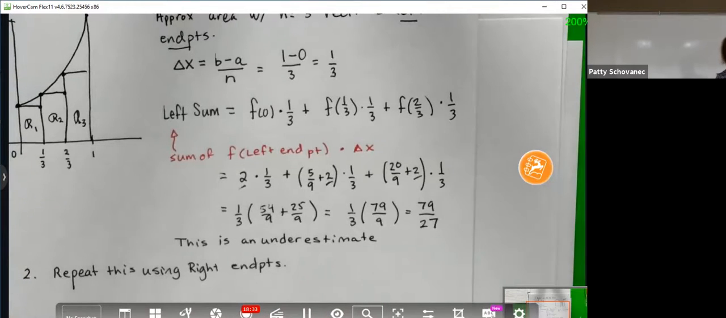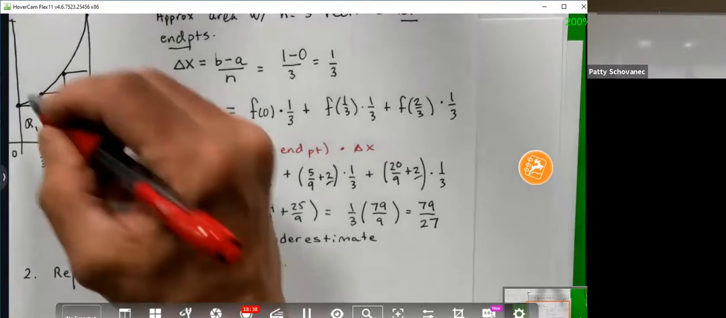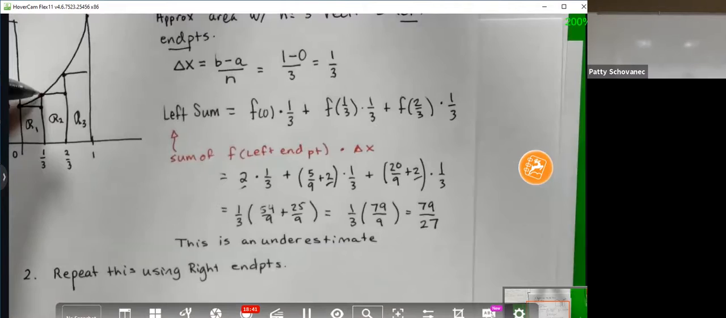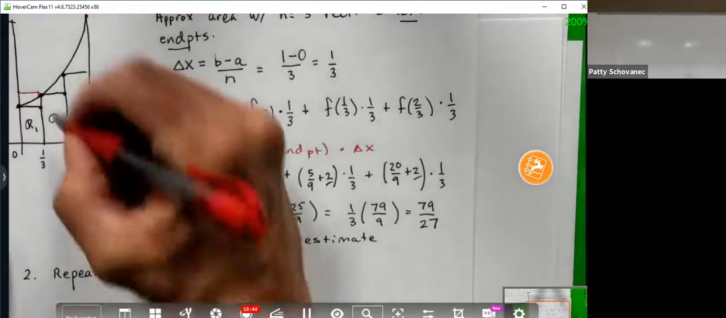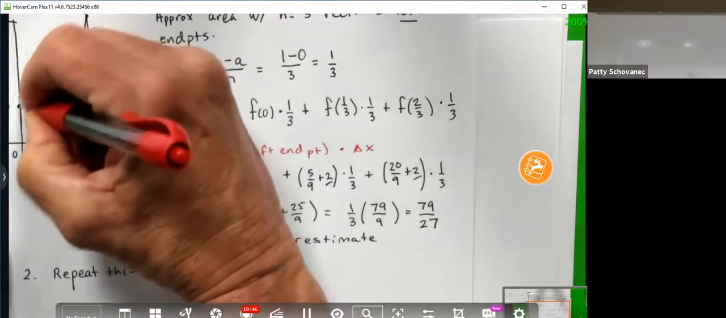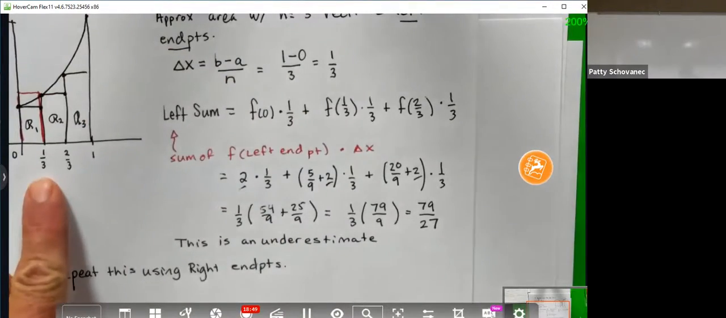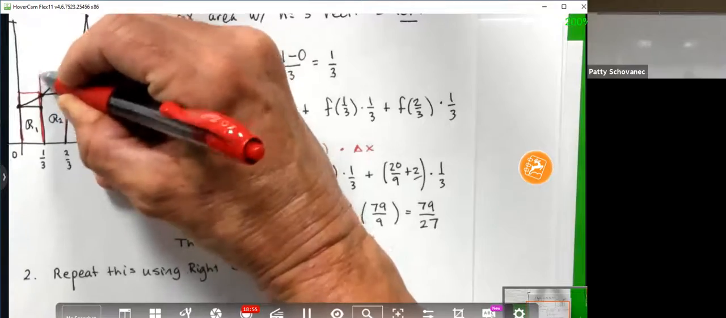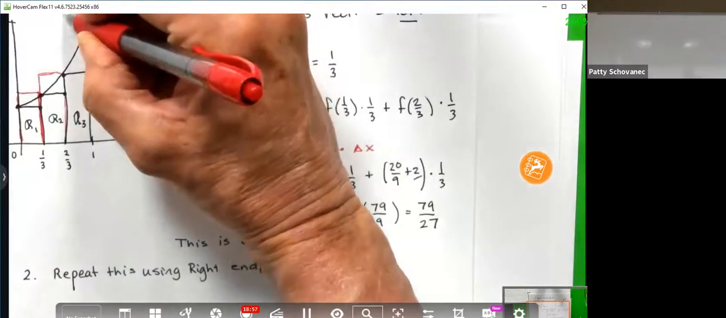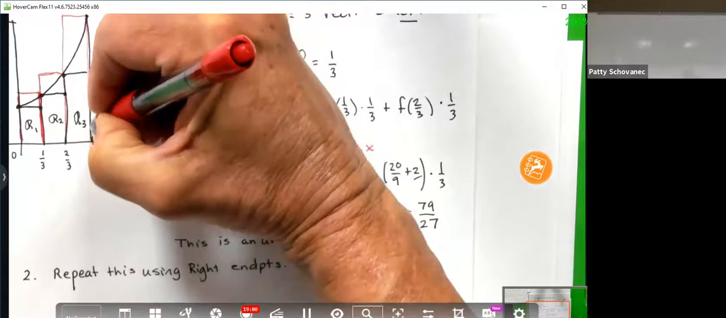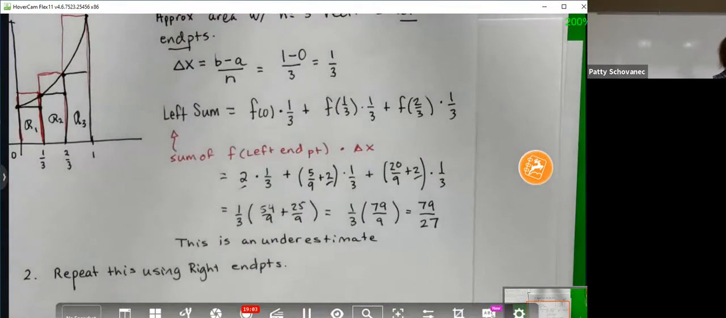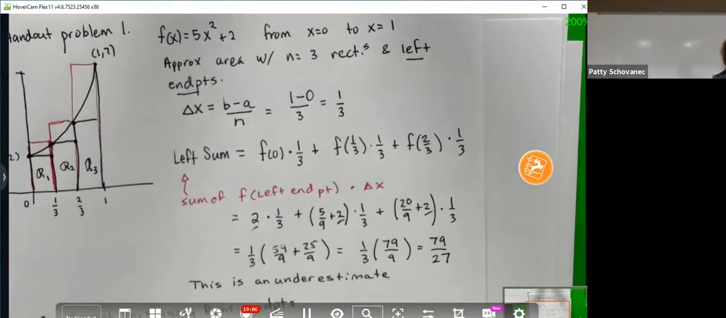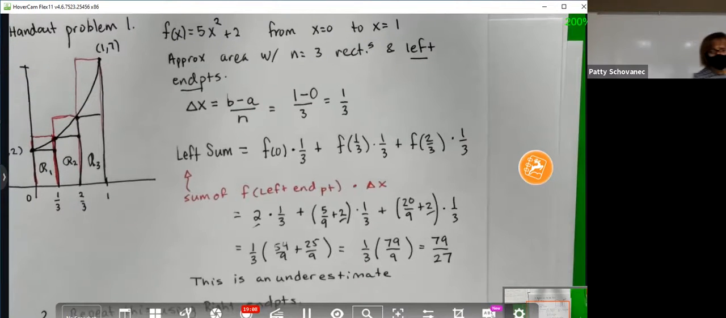So I'm going to go up here and draw with right endpoints in red. Same 3 rectangles, except this time the height is given this way. And so this rectangle here is rectangle number 1. The height is given by f of 1/3. Rectangle number 2 is this tall. And then rectangle number 3 is that tall. So this one's going to be an overestimate. Each one of those is exterior to the region, just too large for me.